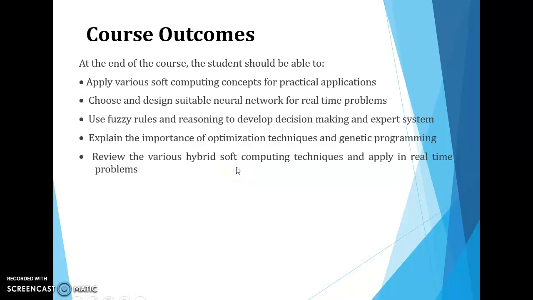Outcome expected from the student at the end of the course: apply various soft computing concepts for practical applications. They can choose and design a suitable neural network for a real-time problem. They can design the fuzzy system, write the fuzzy rules and develop their decision making and expert system by using fuzzy logic. They can explain the optimization technique and genetic programming. They will have a wide review of the various soft computing hybrid techniques and apply them in real world problems.